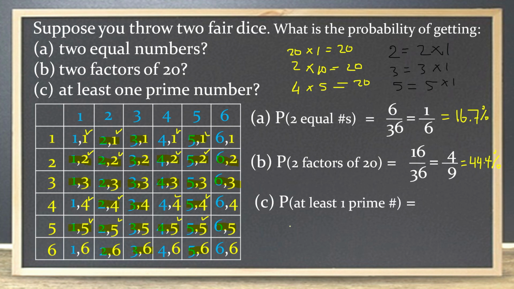So the probability of obtaining at least one prime number when 2 dice are thrown is 27 divided by 36. And 27 divided by 36, 9 into 27 is 3 times, and 9 into 36 is 4 times. So you will have 3 divided by 4, and 3 divided by 4 is just equal to 75%. So we have 75% chance of obtaining at least one prime number on either of the dice.